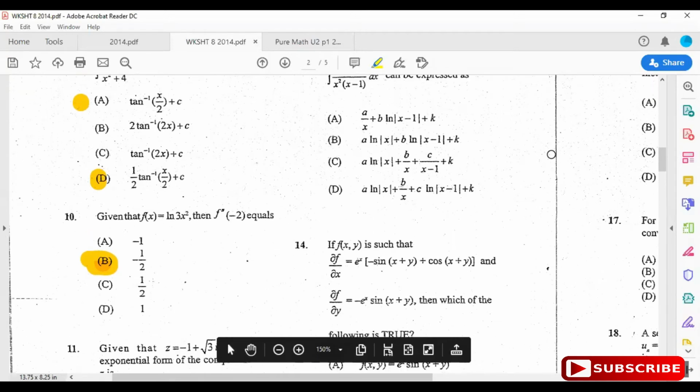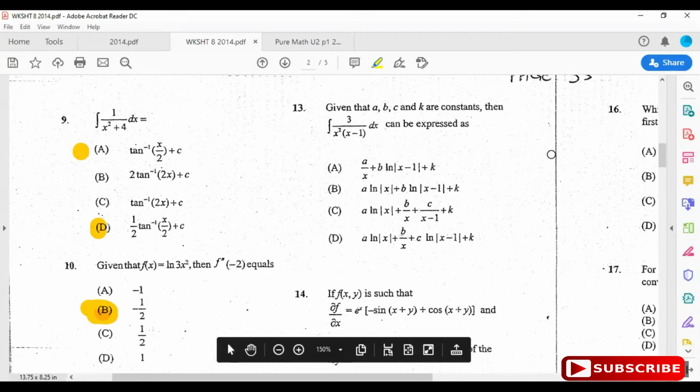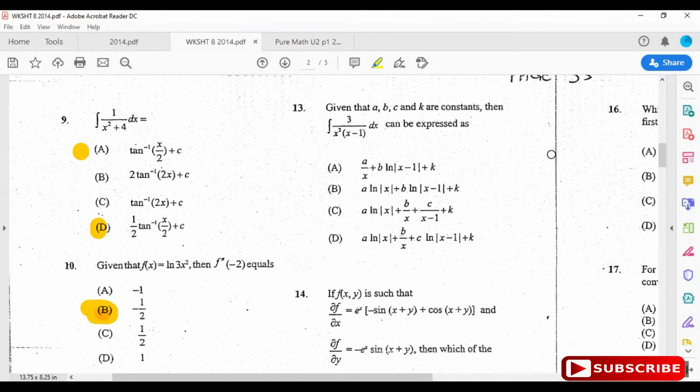30. All right, so given A, B, C, and K are constants, you want to be finding the integral of 3 over x squared times x minus 1 dx. You want to be evaluating this integral. In order to evaluate this integral, you have to break it up as partial fractions. So that's what we have to do.